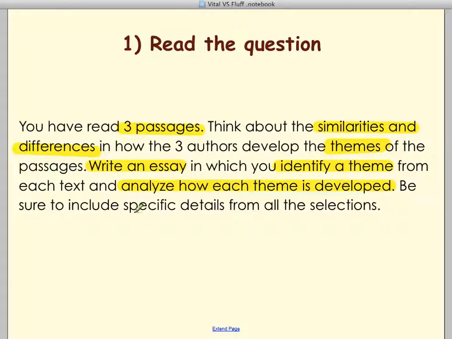And then be sure to include specific details. That, again, is your evidence or your quotes from all the sections. This is very important. That means you're going to have a quote or some sort of example or paraphrase from all of the selections that you have read.